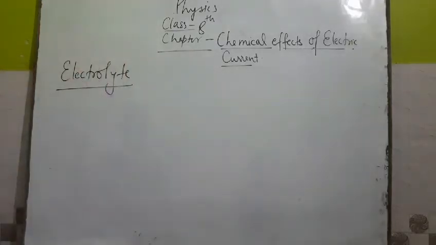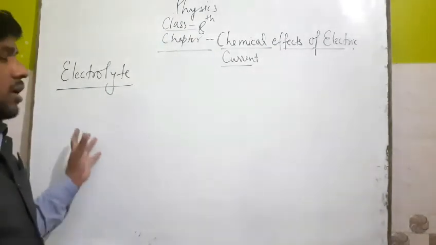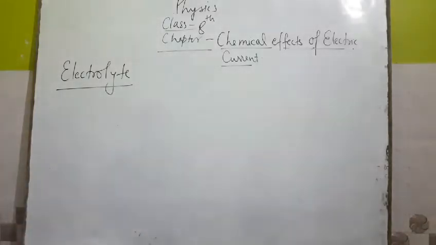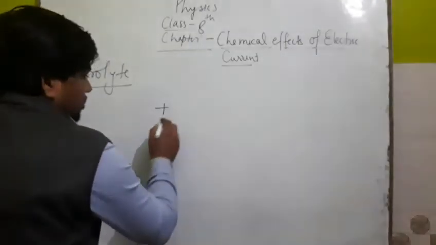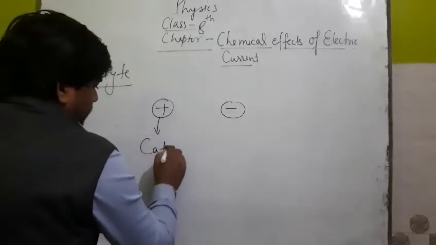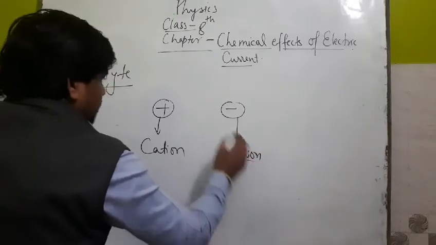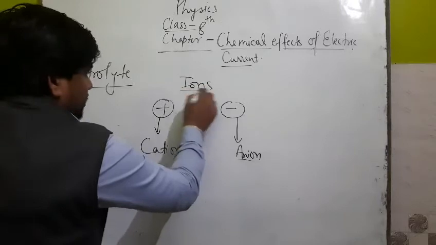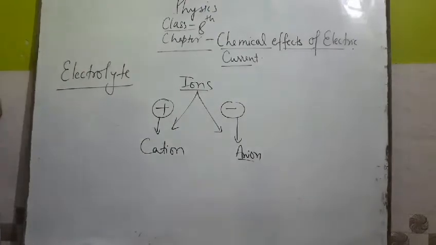Electrolyte. What is electrolyte? A substance which gives ions when melted or dissolved in water is called electrolyte. Means a substance that dissolves in water and during dissolving can generate ions. Ions means what? There are two types of ion, first positive and second negative. Positive is known as cation and negative is known as anion. Cation is a positive charge, anion is a negative charge.